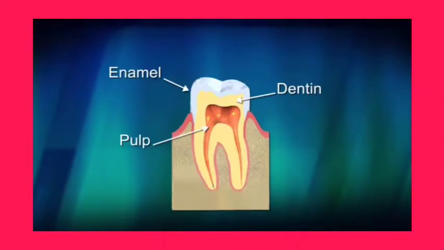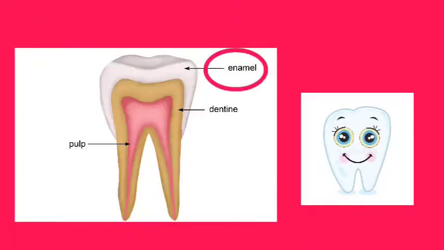Let us learn about the inner part of the tooth. So teeth have three layers, children. See the picture: enamel, dentine and pulp. Enamel is the layer which is present in the outermost layer and which we are able to see. The white color part, children, which we are able to see, that is called enamel.